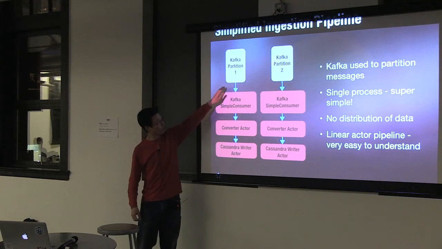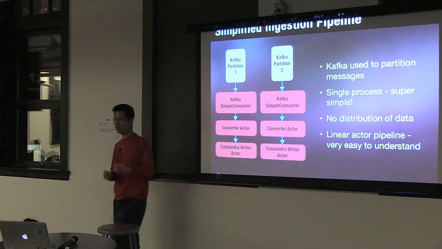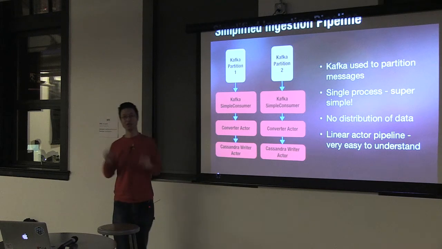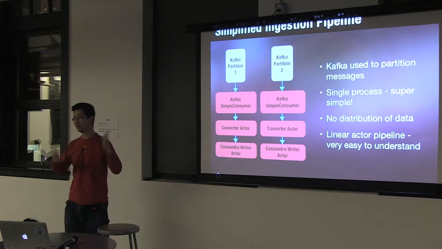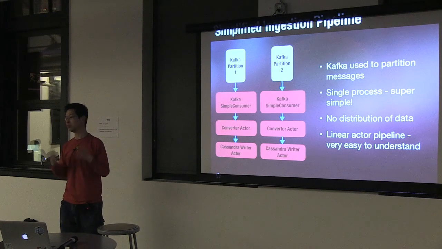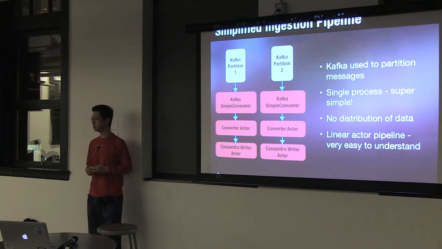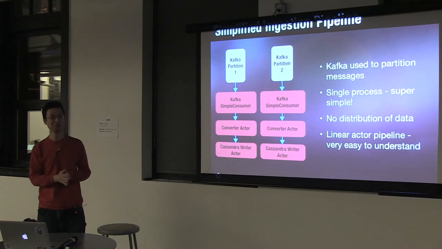And we are just reading from Kafka, pushing to one actor, pushing to another actor, pushing to another actor. It is super simple. It is completely linear. It is really easy to understand. So that's a system that we are very happy with because it's very simple to debug at 2 a.m. in the morning. There's only one application and only one log file. Yeah. Question?